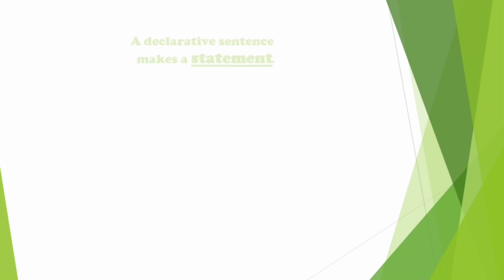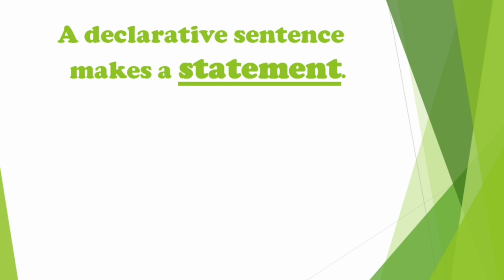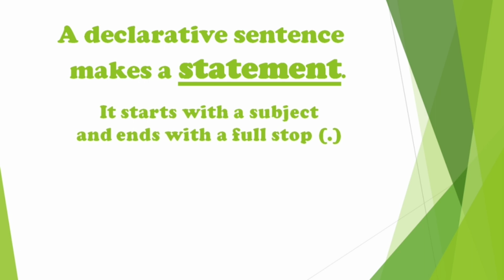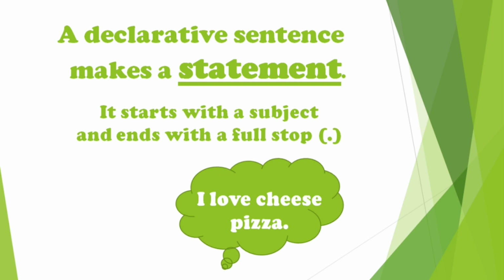Now let's go to the definition of declarative sentence. A declarative sentence makes a statement. It starts with a subject and ends with a full stop. For example, I love cheese pizza. This sentence starts with a subject I and ends with a full stop. That is why I love cheese pizza is a declarative sentence.